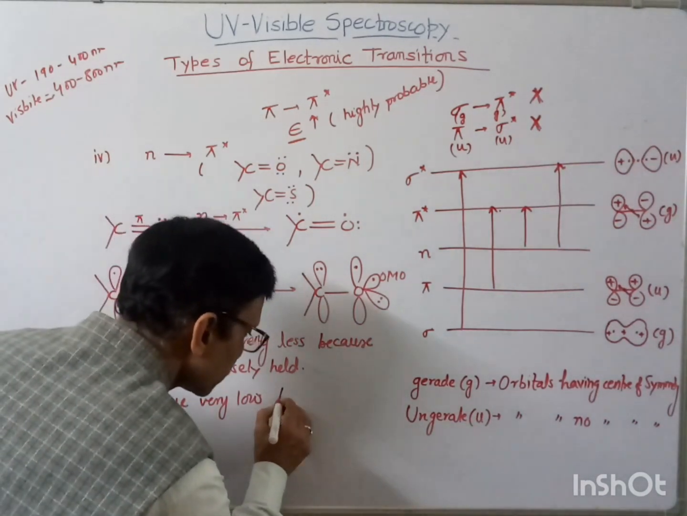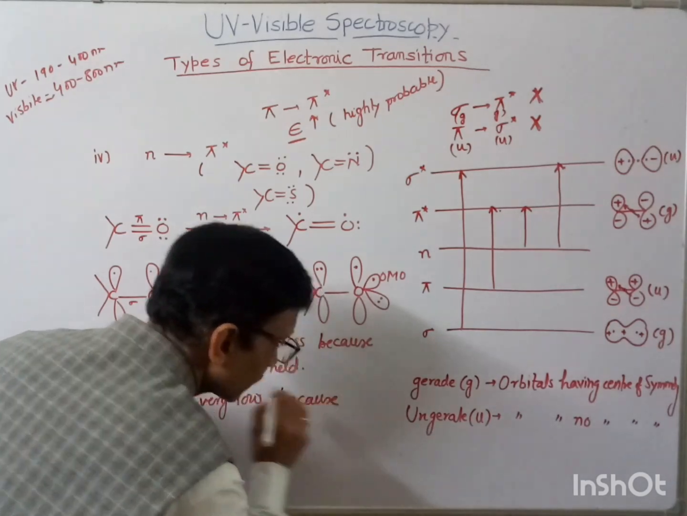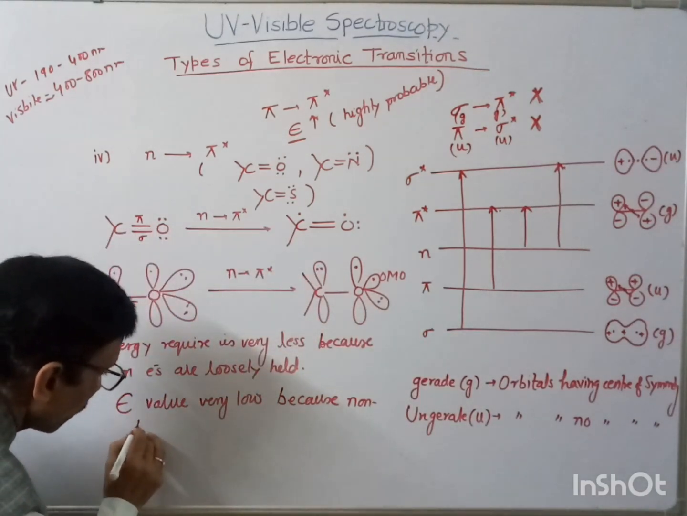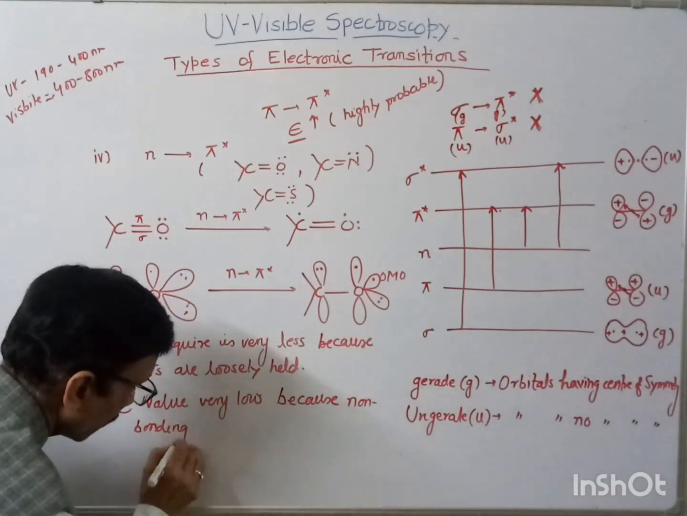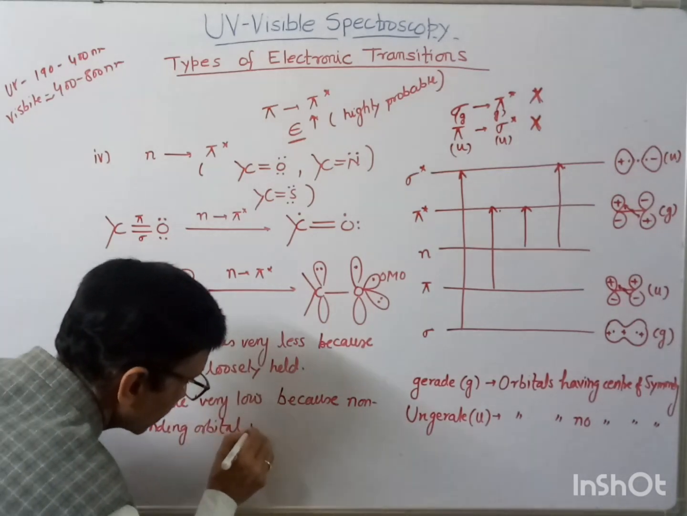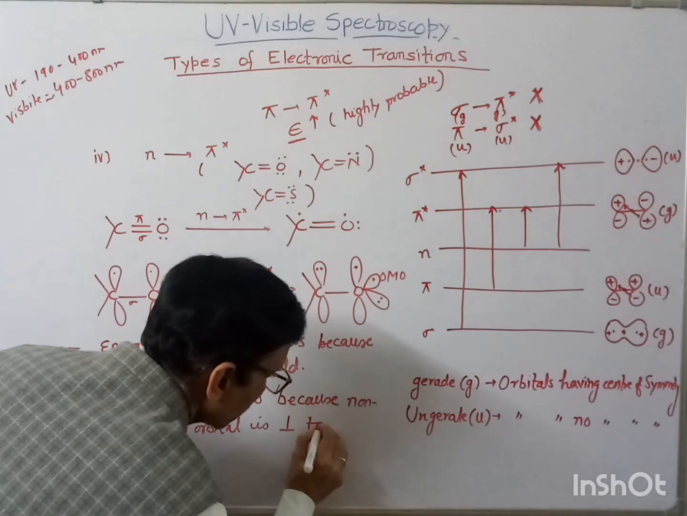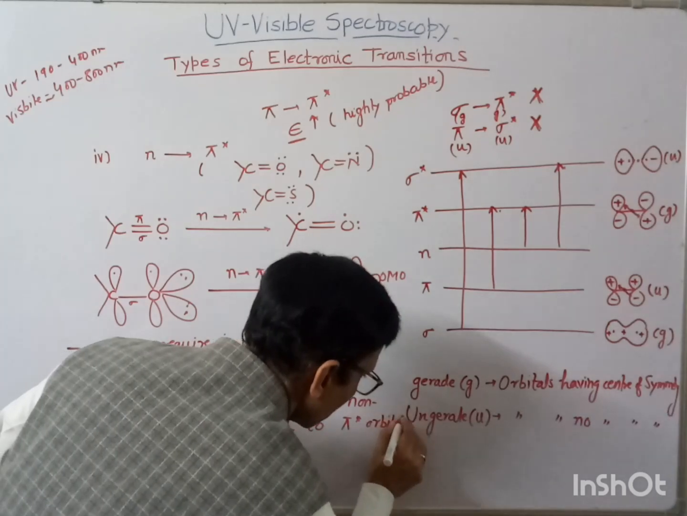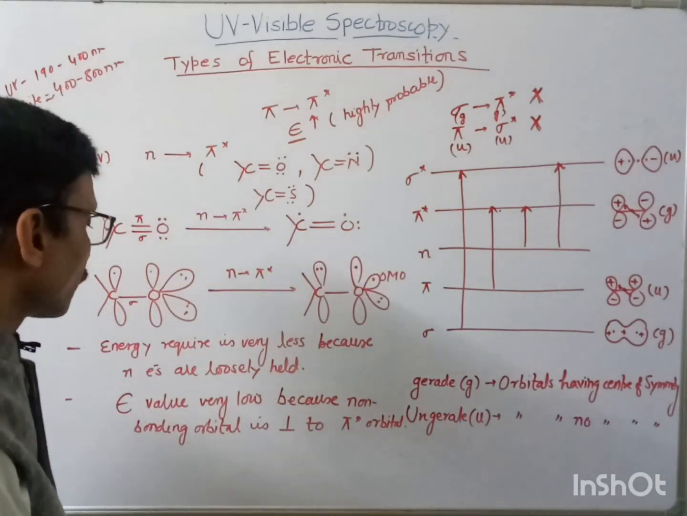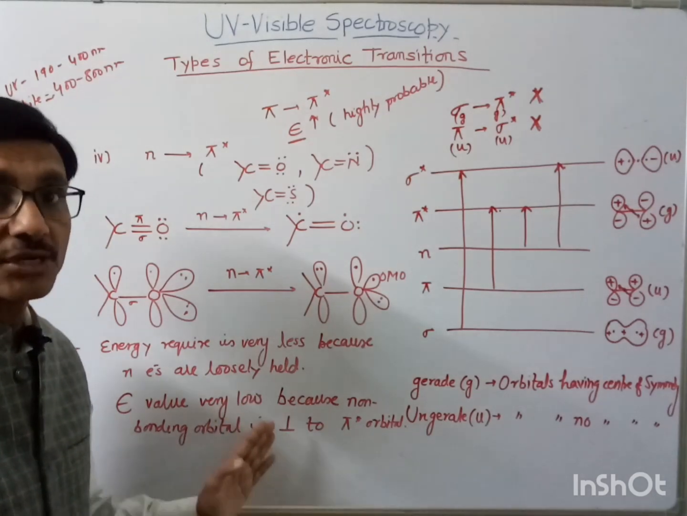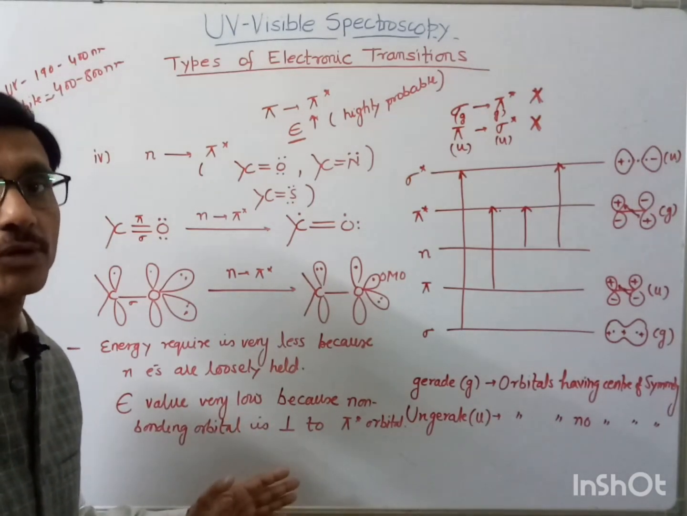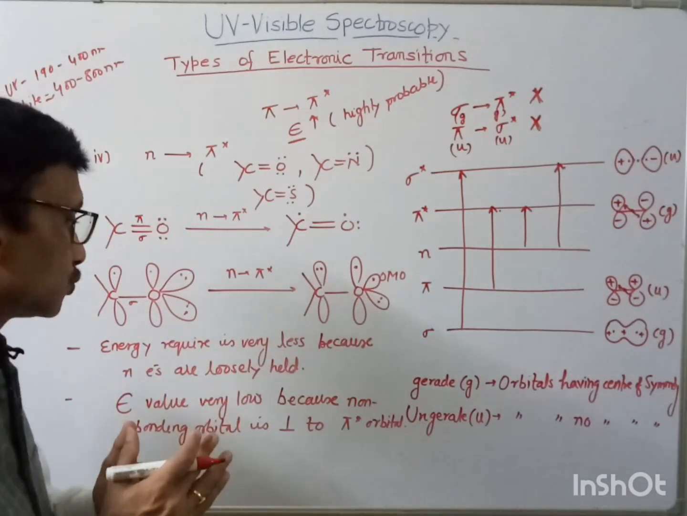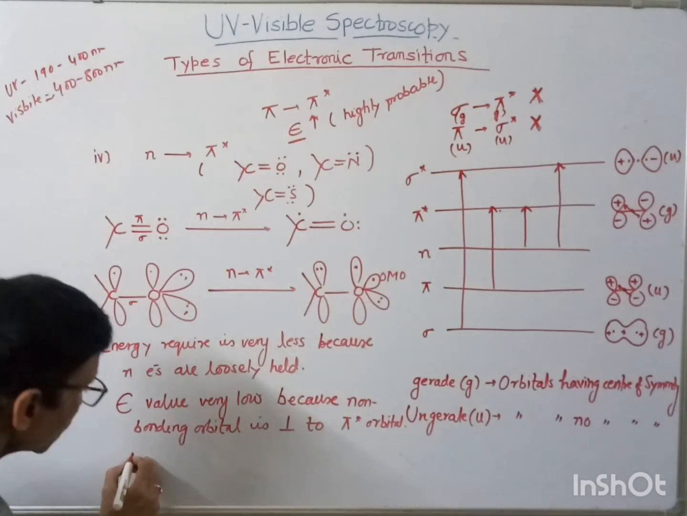Why is epsilon naught very low? Because a non-bonding orbital is perpendicular to the pi star antibonding orbital. That's why the transition is not very probable. So what is the reason that the transition occurs though it is less probable? Because due to vibration, partial overlap between these two orbitals is possible. So the transition occurs.